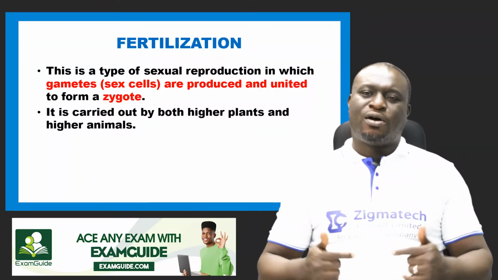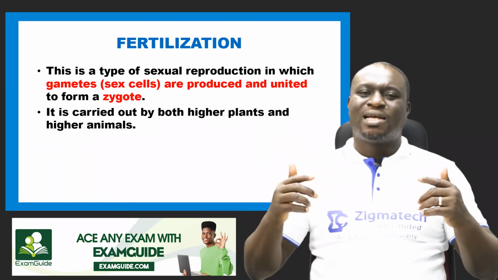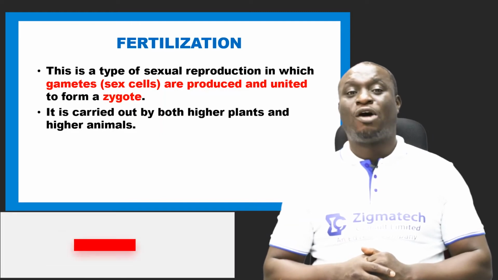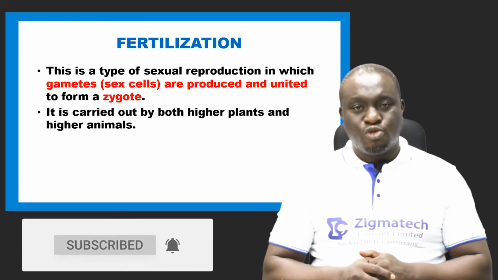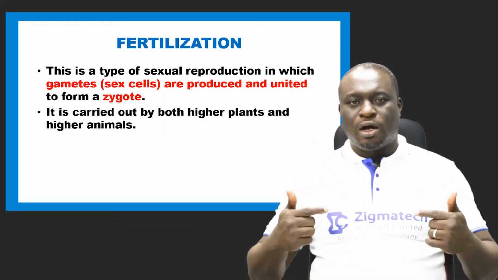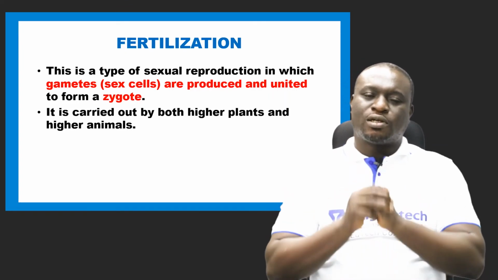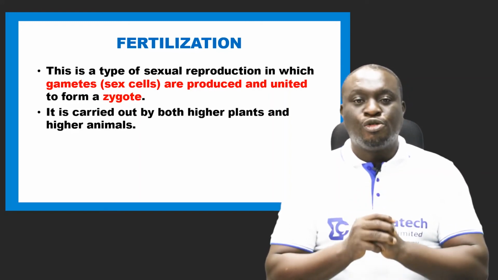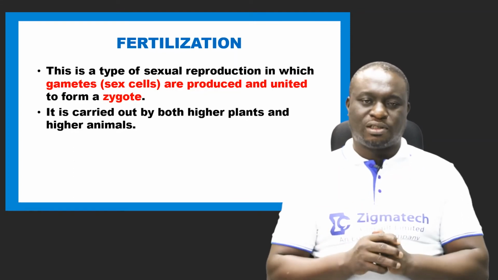All right. Now, number 2, it is carried out by both higher plants and higher animals. Please take note. Fertilization is also carried out by plants. Some persons feel that plants don't undergo sexual reproduction. In future classes, you're going to understand more on sexual reproduction in plants. Please take note. Plants undergo sexual reproduction. Plants also produce gametes, and there is also union of these gametes.